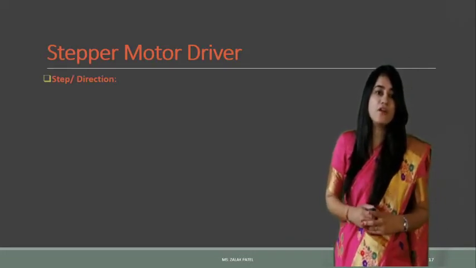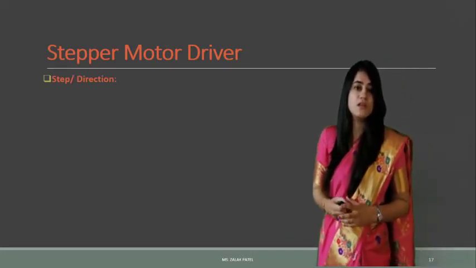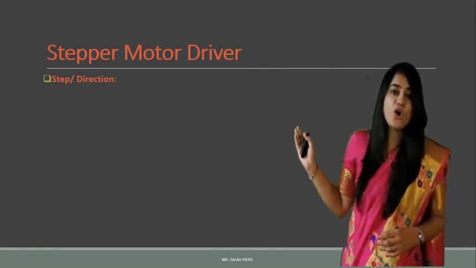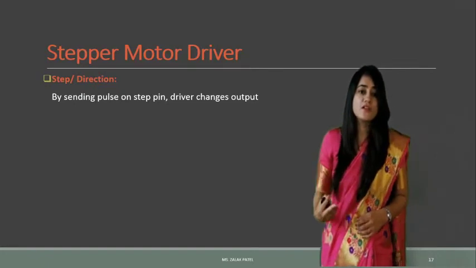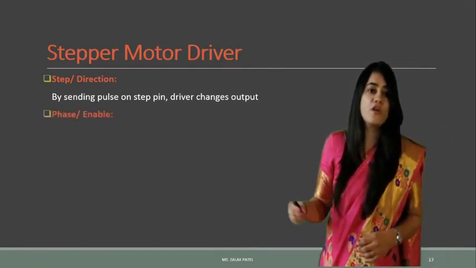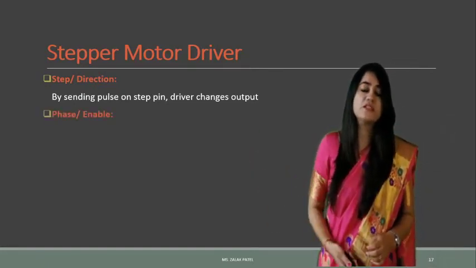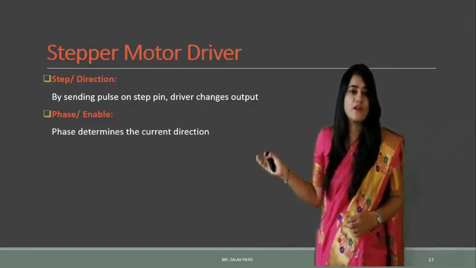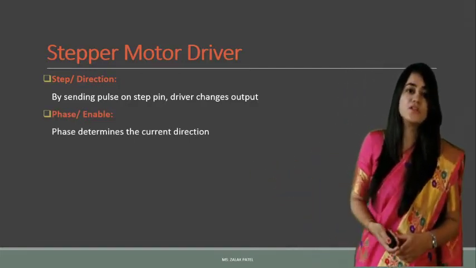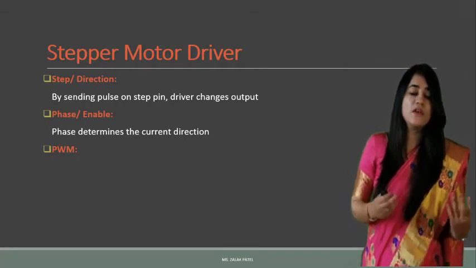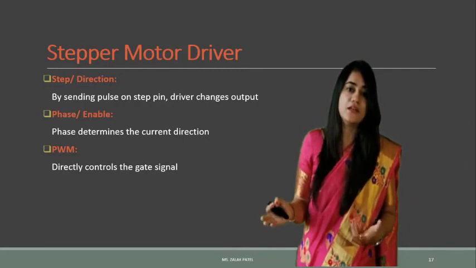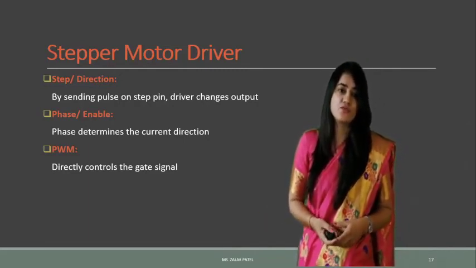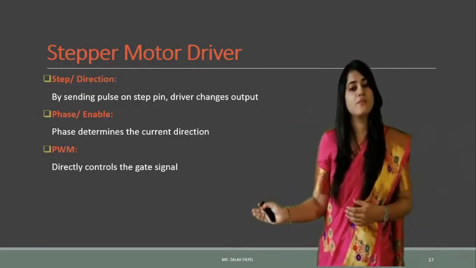Now here the driver operation is divided into three major categories, that is step or direction, which means by sending a pulse on a step pin, the driver changes the output, or phase or enable pin will be there. The phase and enable pin role is that it will determine the current direction also. And PWM means pulse width modulation. It is necessary to directly control the gate terminal of a pre-driver circuit. So this is about the stepper motor driver.